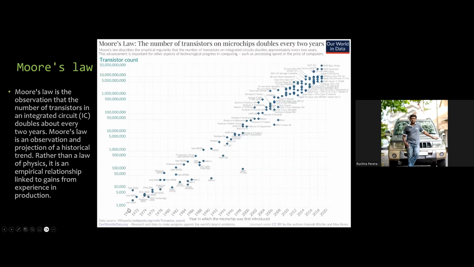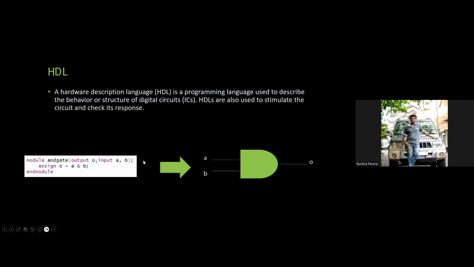You can see how this straight line is going up. This is Moore's law, and to keep aligned with this technology, all the electronic manufacturers, all the EDA technology manufacturers, and software developing people, everyone is working hard to keep this in line. So this is how Moore's law goes forward. Now coming to our main topic, HDL, a hardware description language.